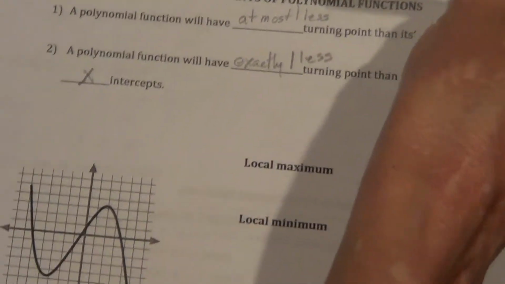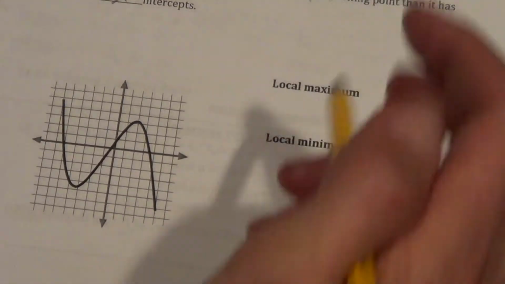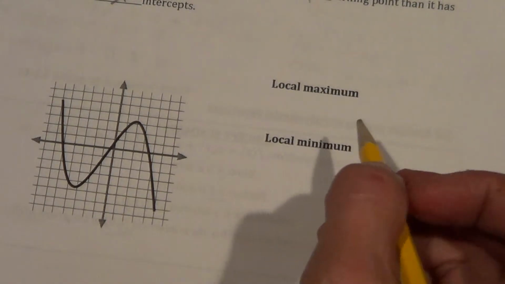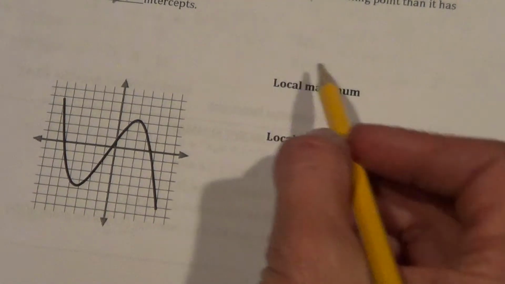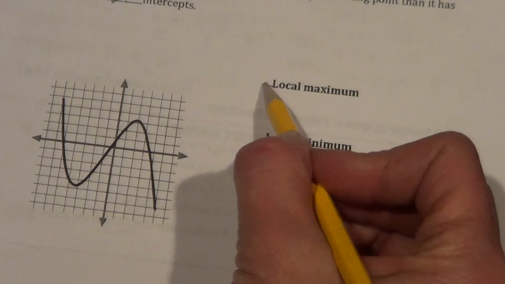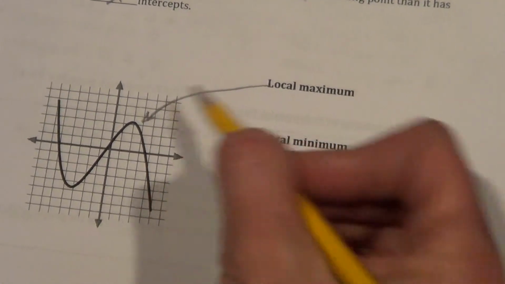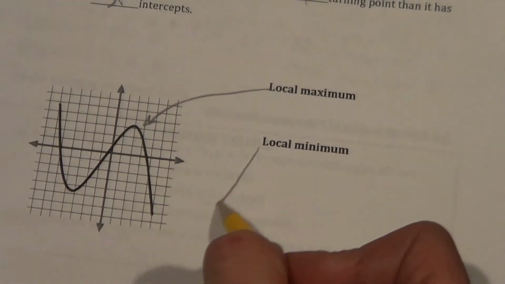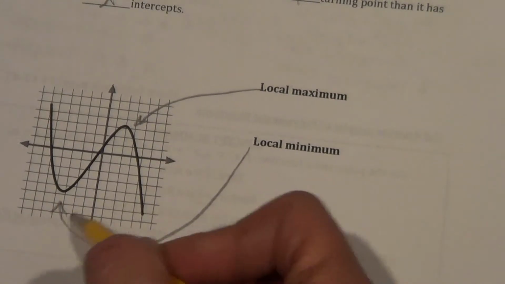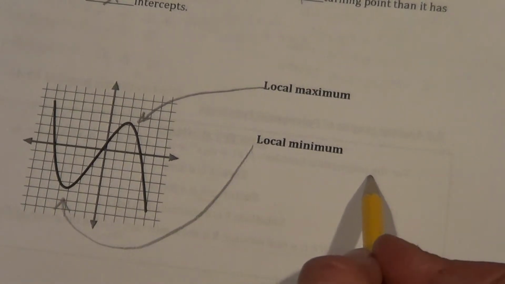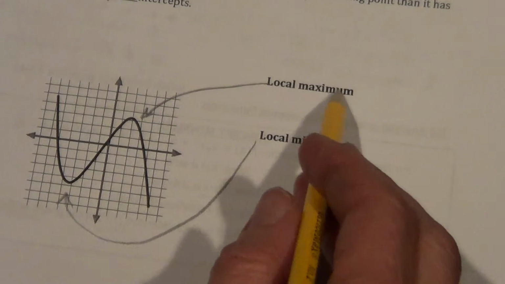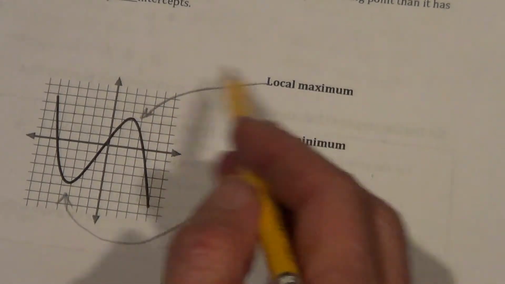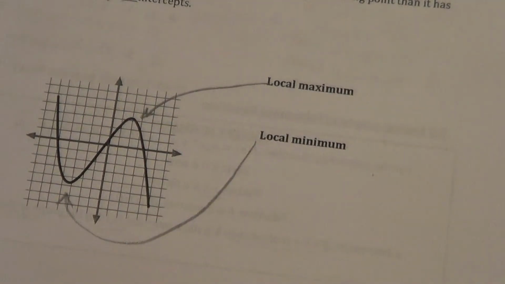Here are a couple vocab terms that you need to be aware of. Local maximum is any point higher than any nearby points. So that would be a local maximum. Local minimum is any point lower than all nearby points. So these are relative to what's around, or local to what's around. Okay?